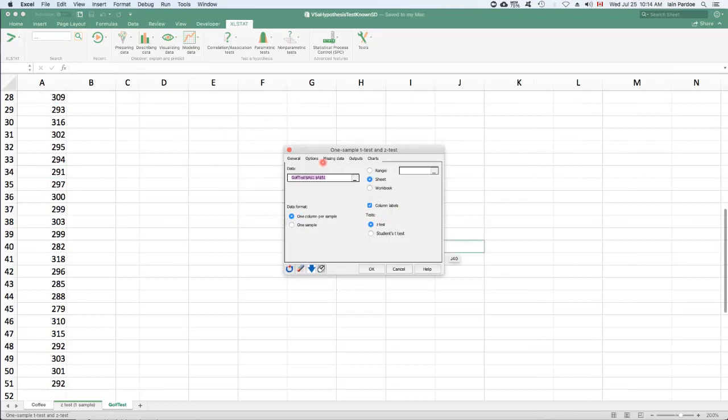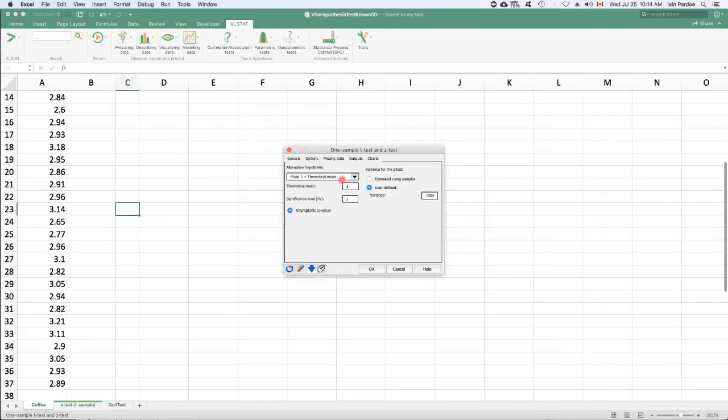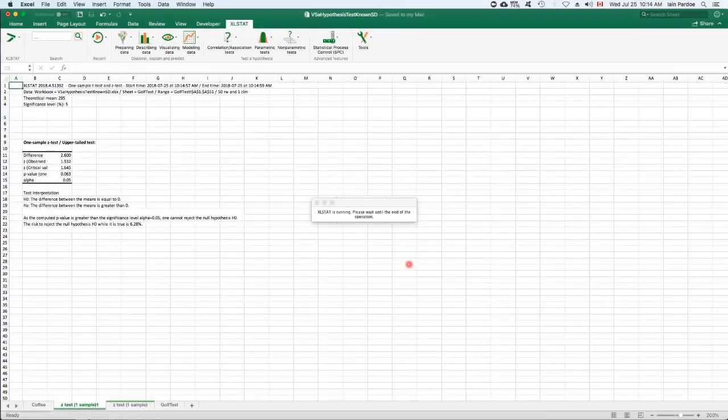We'll do a Z test. Our options, we'll do an upper-tailed test. Theoretical mean was 295. And for the variance, for the standard deviation we had 12, so the variance must be 144, 12 squared. And we're doing a 5% significance level. Okay, hopefully that's all set up correctly.